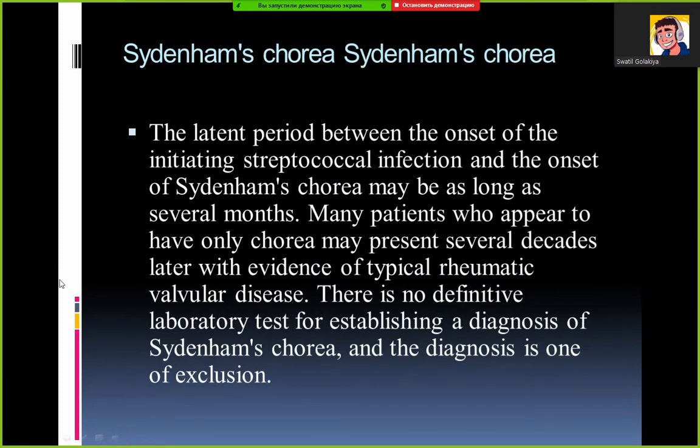The latent period between the onset of the initiating streptococcal infection and the onset of Sydenham's chorea may be as long as several months. Many patients who appear to have only chorea may present several decades later with evidence of typical rheumatic valvular disease. There is no definitive laboratory test for establishing a diagnosis of Sydenham's chorea, and the diagnosis is one of exclusion.